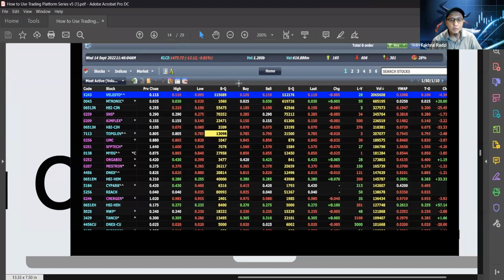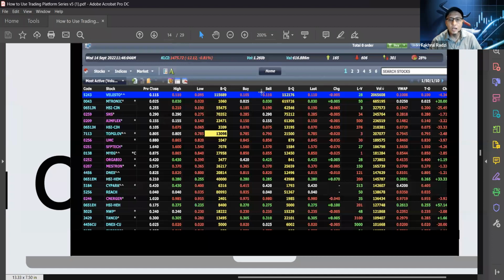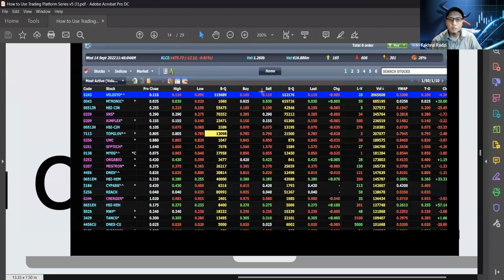And also the seller price. You have a buyer price, you have a seller price, right? So the seller asks to sell, or rather, they want to sell at 11 cent. If you look at the Valesto stock at that moment, 14 September 2022, the Valesto was just about 11 cent and 10 and a half cent.